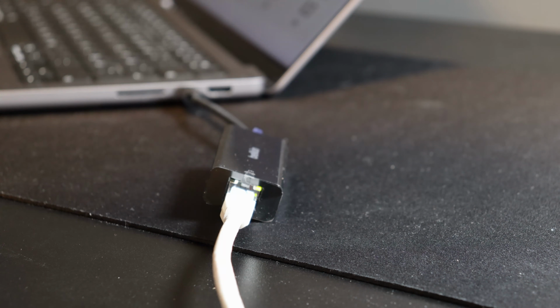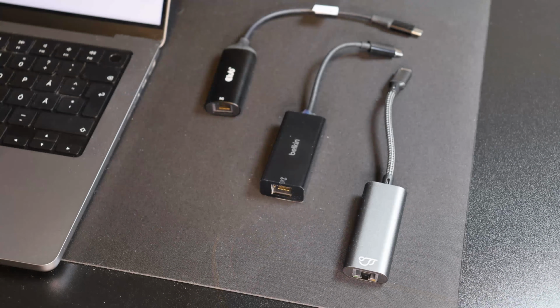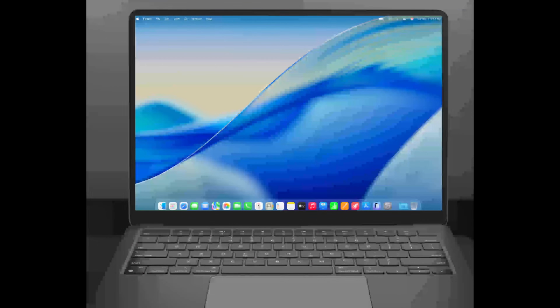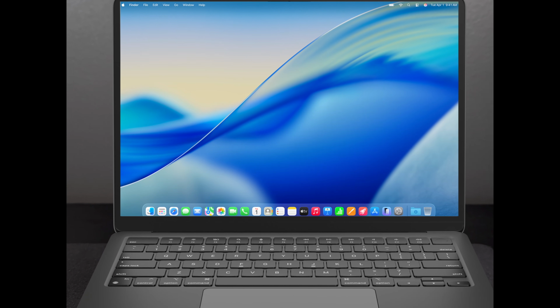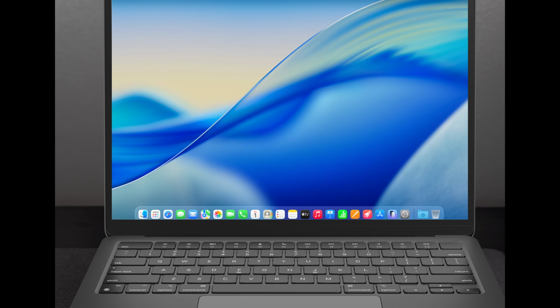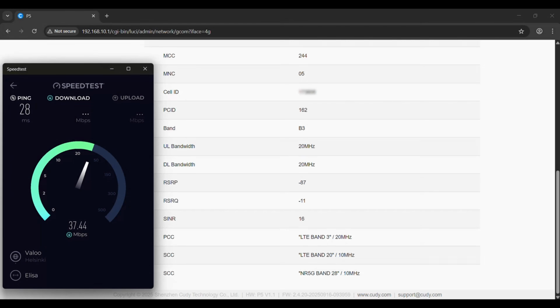Only at the very end I realized I should check the USB-C adapter. And that is where everything fell apart. All three adapters have always worked perfectly on macOS. Then macOS 26 arrived and suddenly the performance collapsed. Two adapters became unusably slow and one survived for unknown reasons.